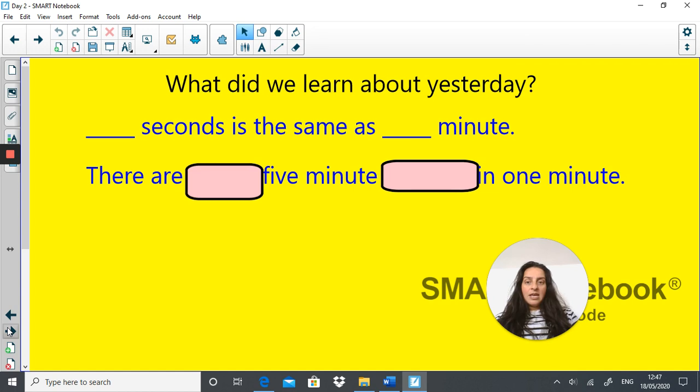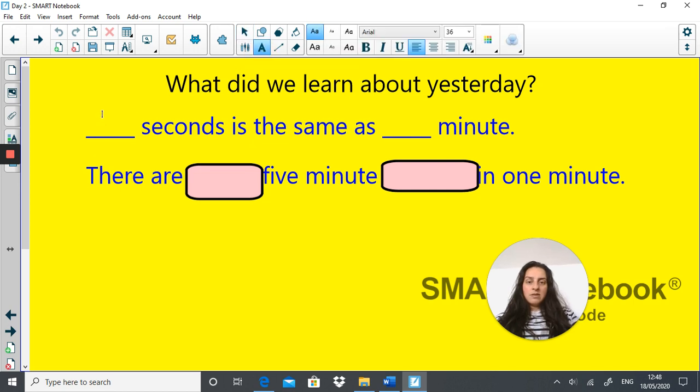Okay. Right, so what did we learn about yesterday? So something seconds is the same as something minute. What are the missing words? And also, once you've done that, then you have these missing words to complete. There are something 5 minutes, something in 1 minute. Think about our key vocabulary, refresh your memories. What are the missing words? Pause the video and write these sentences out. Off you go.